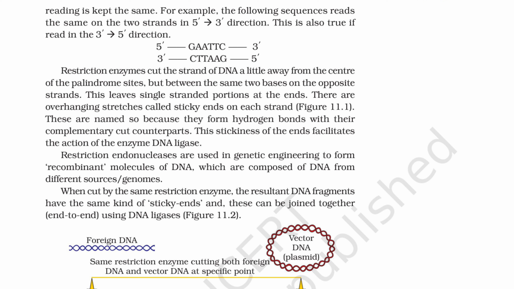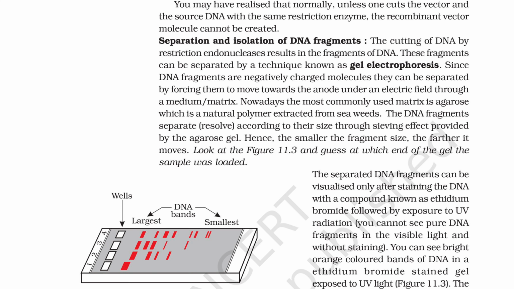Restriction endonucleases are used in genetic engineering to form recombinant molecules of DNA, which are composed of DNA from different sources, genomes. When cut by the same restriction enzyme, the resultant DNA fragments have the same kind of sticky ends, and these can be joined together, end to end, using DNA ligases. You may have realized that normally, unless one cuts the vector and the source DNA with the same restriction enzyme, the recombinant vector molecule cannot be created.